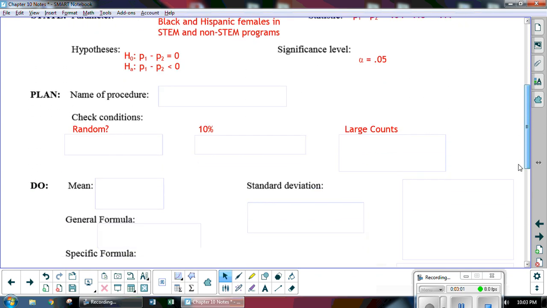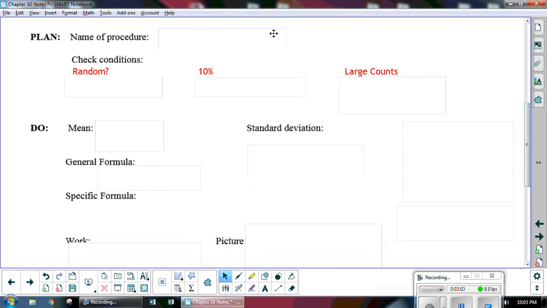Name the procedure. I know this will be a shock. Wait for it. 2 sample z-test for P1 minus P2. You can also say the difference of proportions. Kind of actually like that better, to be honest. 2 sample z-test for P1 minus P2. Why z-test? Because we're doing proportions.